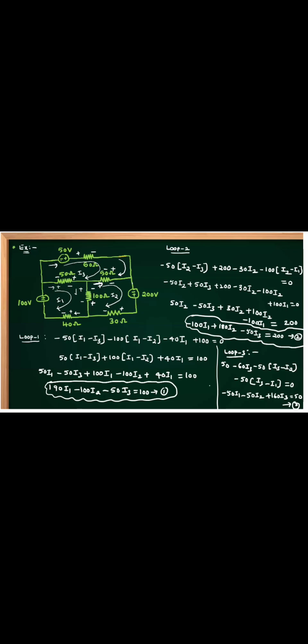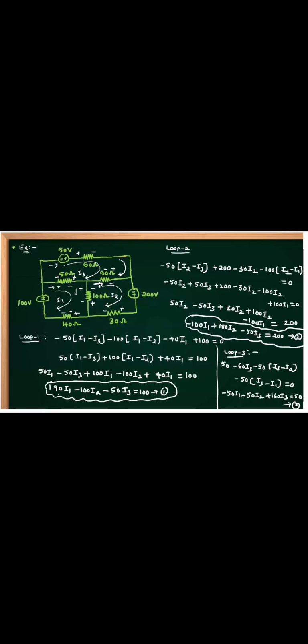Then what is the third equation? Just to understand how to apply mesh analysis, for that reason only I took this lengthy problem, sir. We don't expect such a lengthy problem in the GATE exam. Minus 50 I1 minus 50 I2 plus 160 I3. But this model is important for the ESE descriptive paper. Minus 50 I1 minus 50 I2 plus 160 I3 is equal to 50.